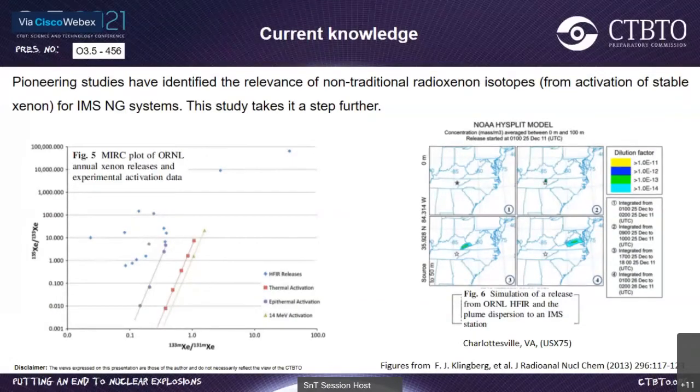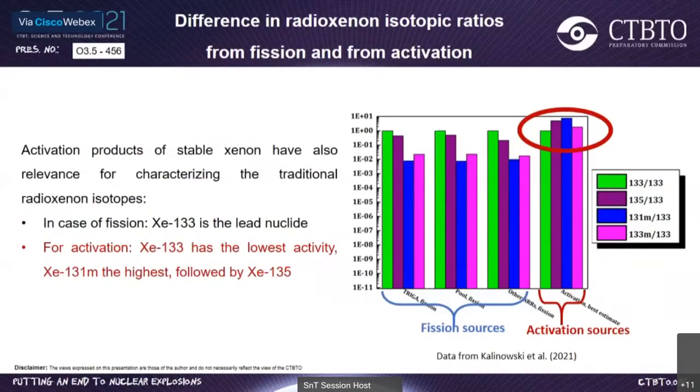The previous study by Franziska Klimberg showed that the radioxenon signatures from the HFIR reactor, which is the High Flux Isotope Reactor, are more representative of xenon activation than uranium fission. She also showed that it is feasible that the HFIR source is measurable at the USX-75 station, which is in Charlottesville.